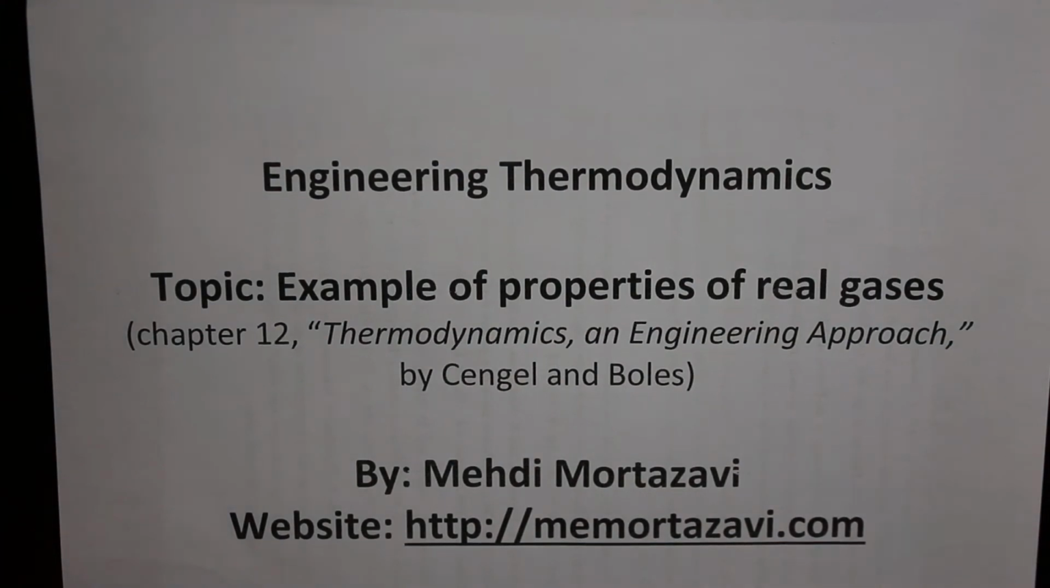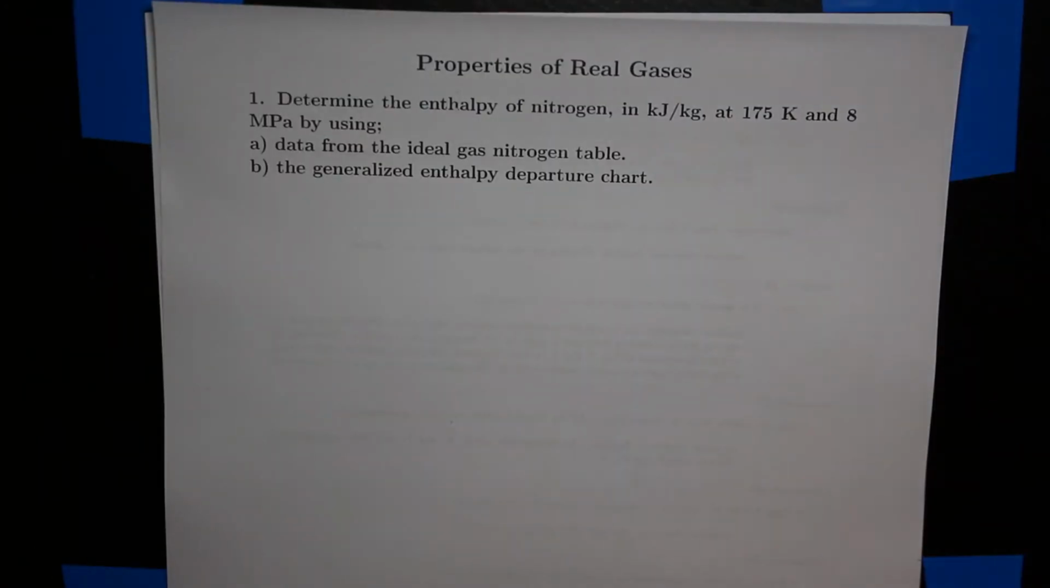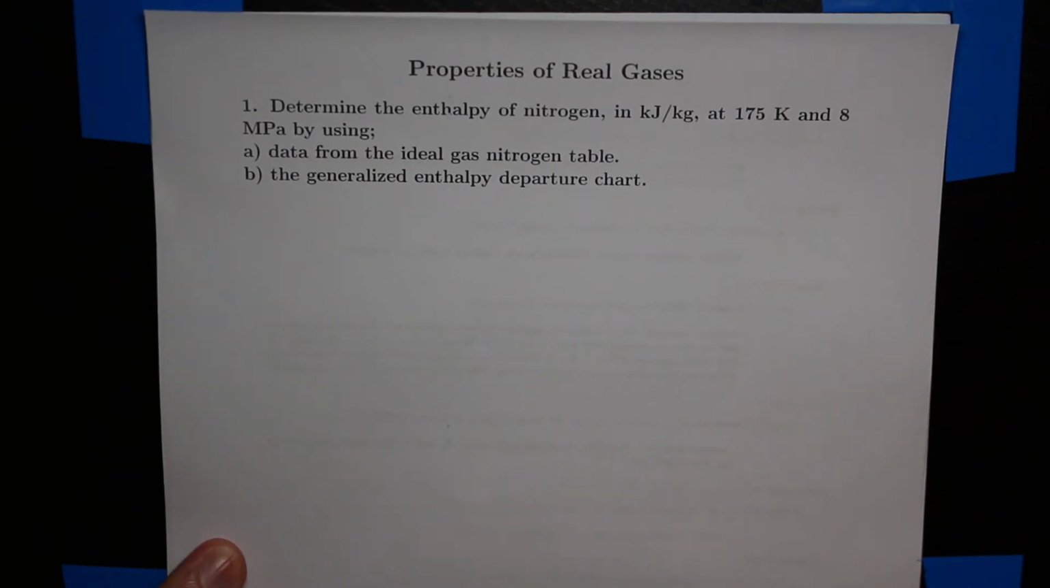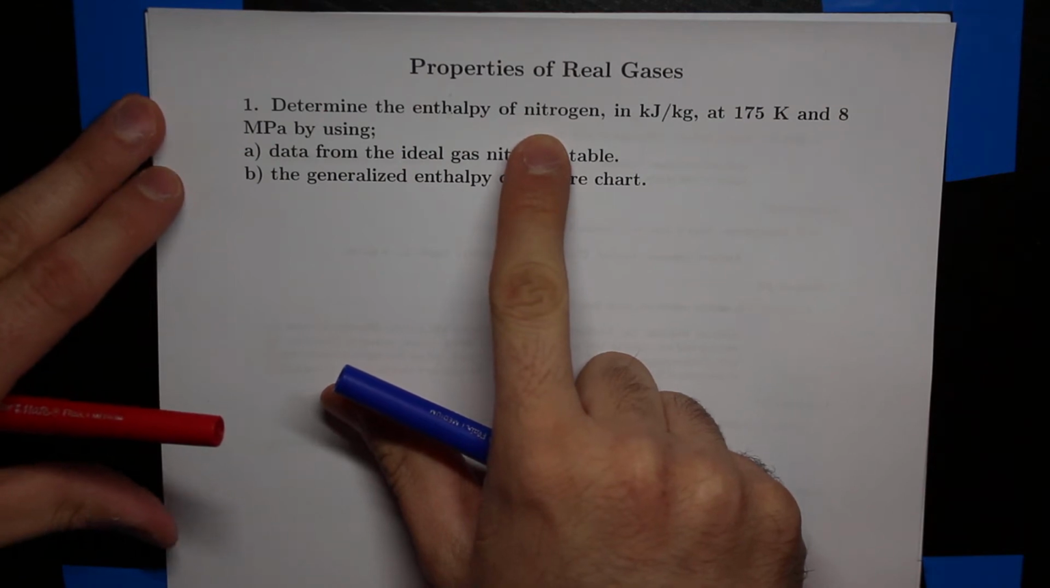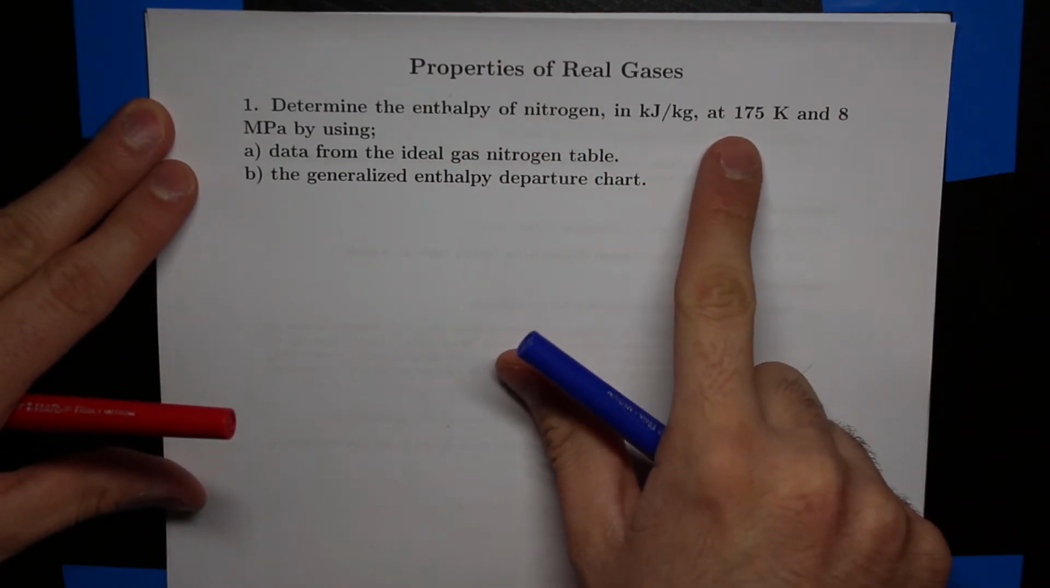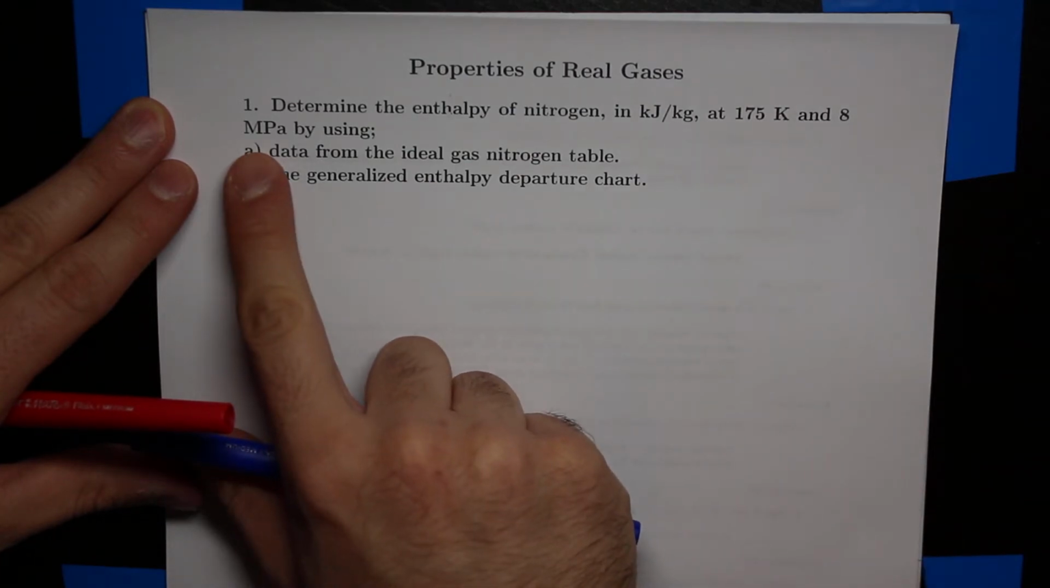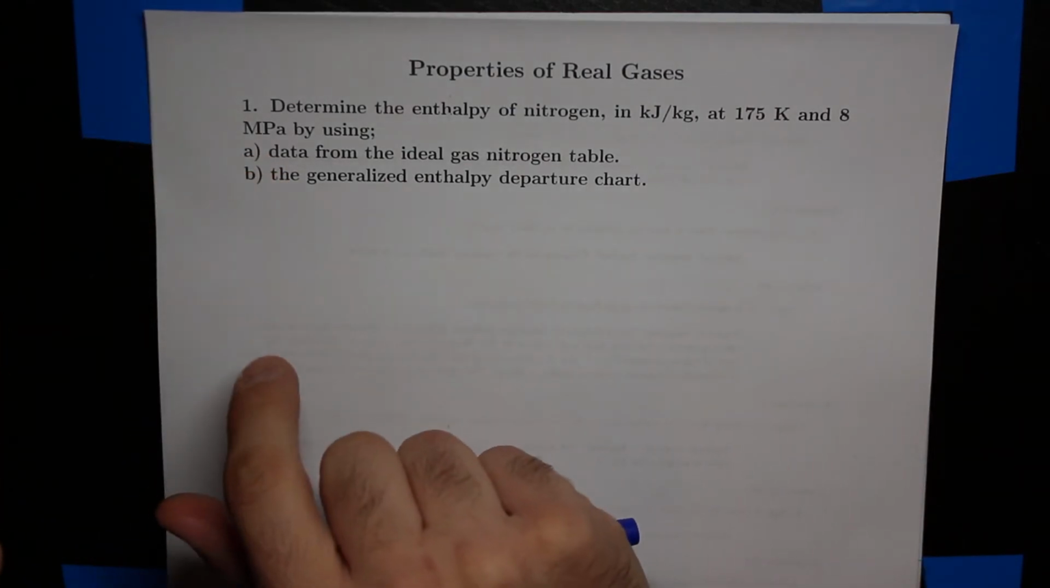Hello everyone, Mehdi Mortazavi here, and today we are going to use one of the correlations we learned earlier regarding the properties of real gas. So, we have a problem to solve, and in this problem the question is asking for the enthalpy of the nitrogen gas at a certain temperature, 175 Kelvin, and at a certain pressure, which is 8 megapascal.